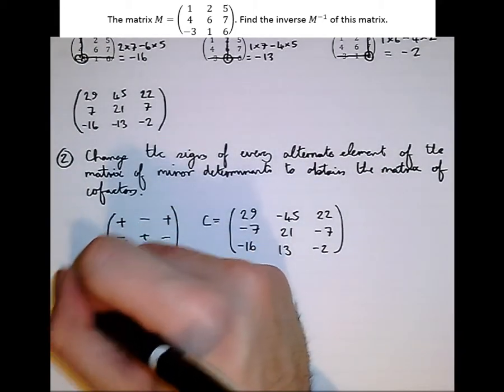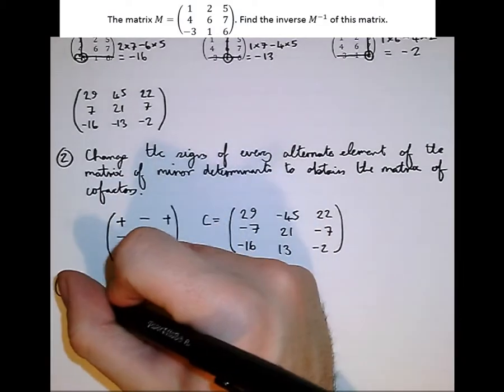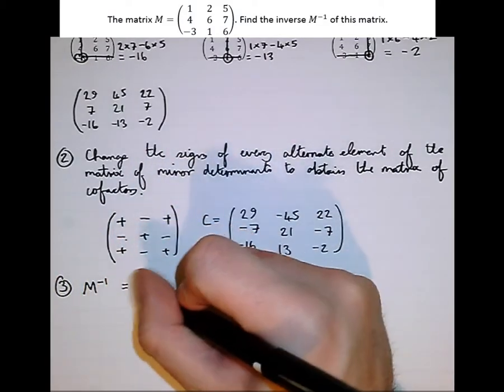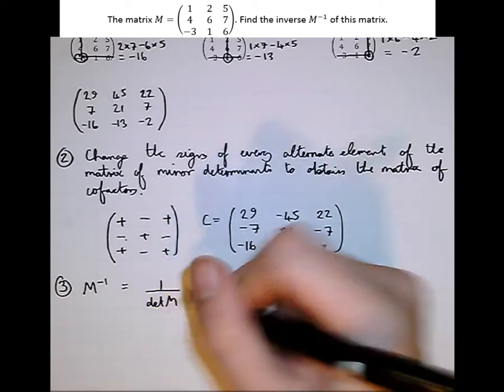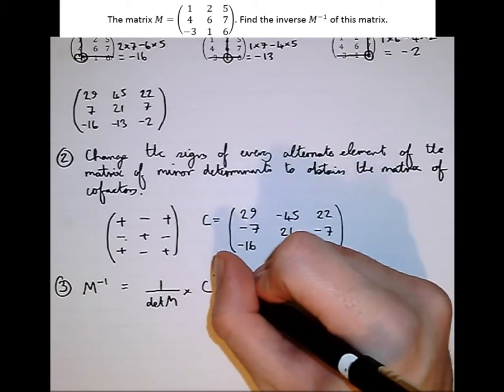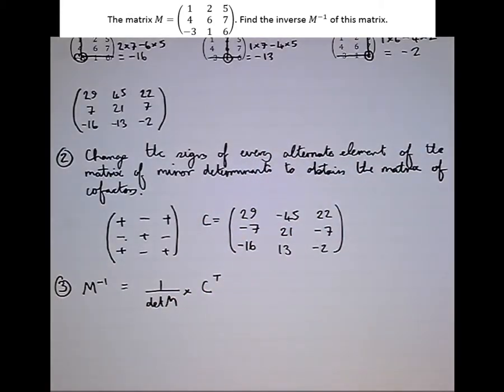Step 3. The inverse is equal to 1 over the determinant of M times this matrix of cofactors after it's been transposed. So we've already worked out the determinant of this matrix in a previous tutorial. If you want to see how to do that longhand, please do go and have a look at our other tutorial video. But what we're going to do now, we're going to shortcut this and find the determinant using the calculator function.